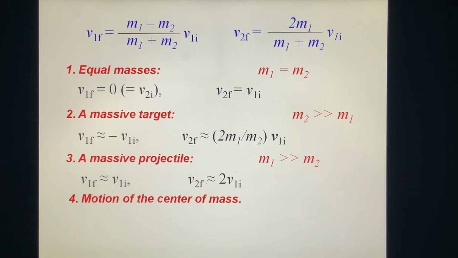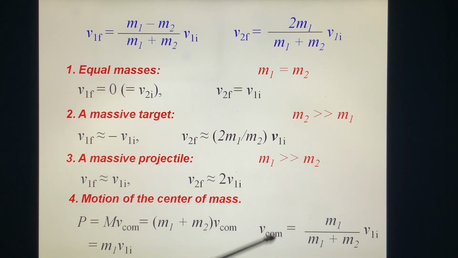For the motion of the center of mass, P equals M times v com. So this is a constant, P is a constant, so v com is a constant. It's always constant.